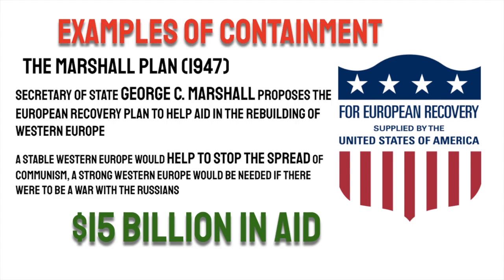So what we need to do is to rebuild. If the United States leaves Western Europe in the condition that it is in, Marshall says it will fall to the communists. It will only be a matter of time. So what we need to do is to rebuild Western Europe. The best way to protect the United States, the best way to institute containment, the best way to keep communism from spreading to Western Europe is to help rebuild. That to stabilize Western Europe will create a strong Europe that can defend itself from the spread of communism.